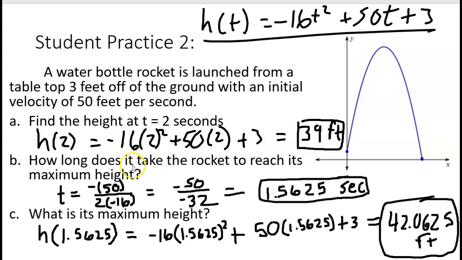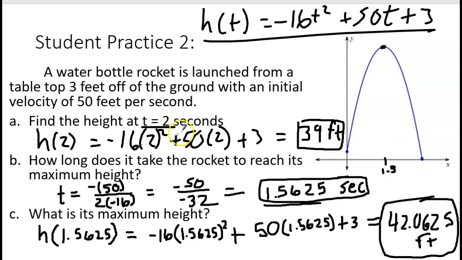If you wanted to find how long it takes to reach its maximum height, you use your negative b over 2a formula, which gives you 1.5625 seconds. Now I want you to notice something: I asked you to find the height at 2 seconds, but the maximum height happens at 1.5. So here's the maximum height. So that's going to be at about the time value of 1.5.